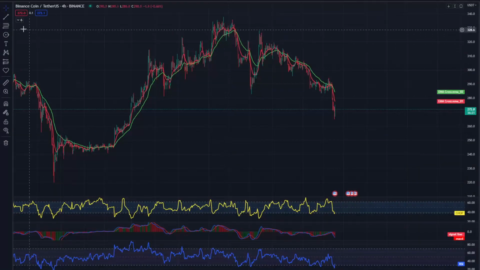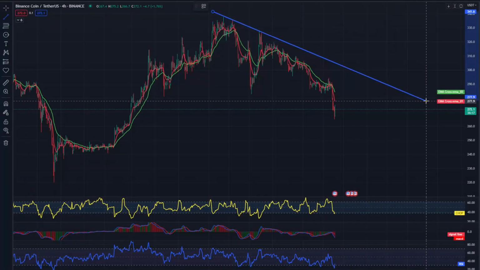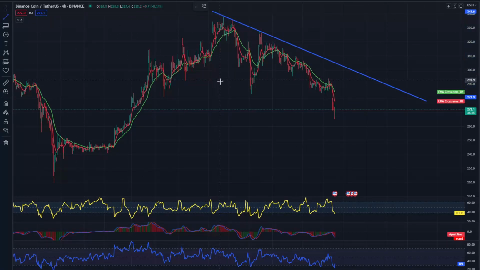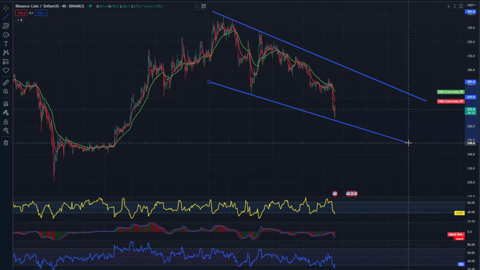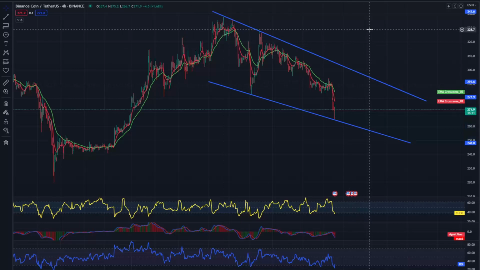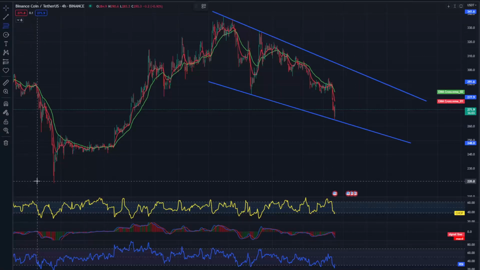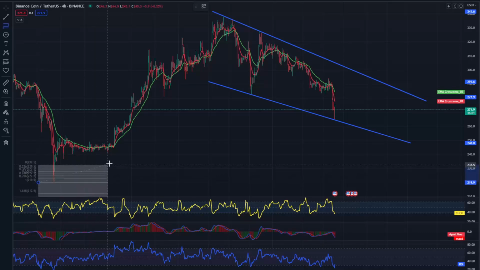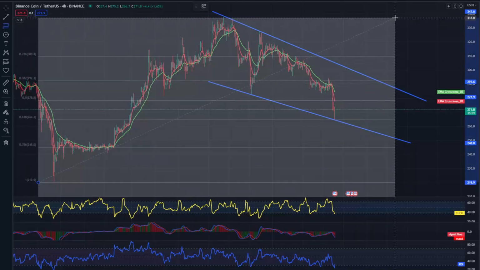As the third, we will check the BNB chart on a 4-hour interval. First of all, with the help of blue lines, we will mark the downtrend channel in which the price is currently moving. Now let's move on to marking the support spots for the price.